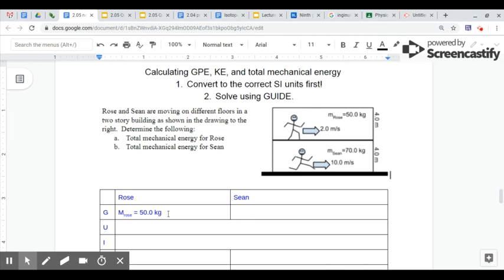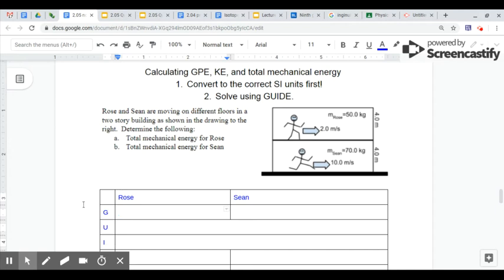Hi, everybody. So this is going to be some notes for section 2.05, which I think you guys are going to like because we are still using the GPE and KE formulas and total mechanical energy formulas, but we are adding numbers. So this first one is how to calculate. It's just an example of calculating GPE, KE, and total mechanical energy. And the two rules: convert to your correct SI units first and solve using guide.